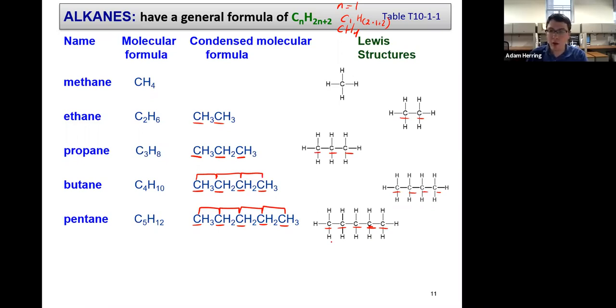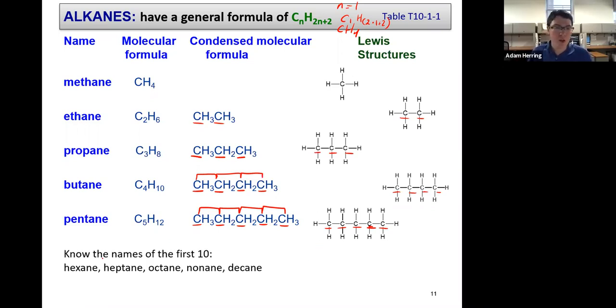Now, you also need to be aware of and able to use the names of all of the first 10 alkanes. So the prefixes, hex, hept, oct, non, and dec, are modifying our ending, which is ane. And the ending ane comes from the term alkane. So what we will see later is that when we look at alkenes and alkynes, if we wanted the alkene version of hexane, that would be hexene. And if we wanted the alkyne version of hexane, that would be hexyne. So the prefix tells us the number of carbon atoms, and the ending tells us whether we have an alkane, an alkene, or an alkyne.